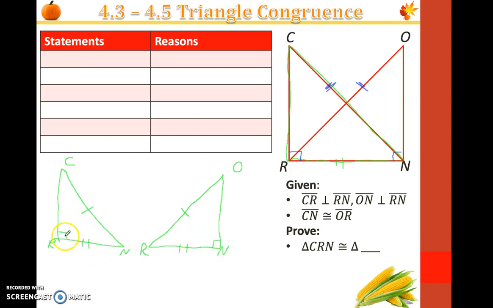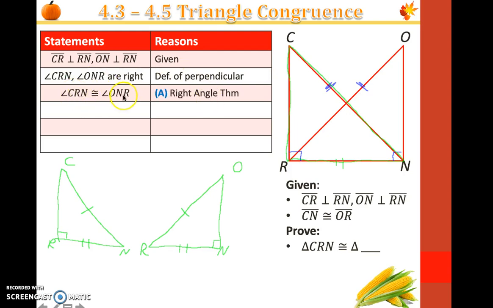I have two pairs of sides and a pair of angles. However, that angle is not in between the two sides. So this is SSA, but it's the special kind. So again, there's the given, there's the right angles because of the definition of perpendicular. That's great. And that gives us this congruence statement of CRN is congruent to ONR via the right angle congruence theorem. There's the given of CN congruent to OR. There's the reflexive property with the shared side of RN congruent to RN. And then the final step again would be our new pal, hypotenuse leg, with CRN congruent to ONR.